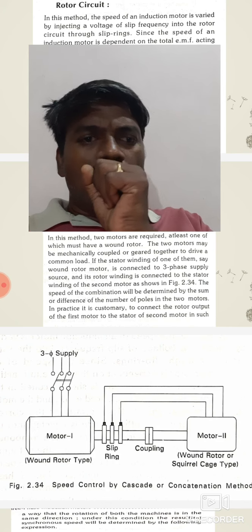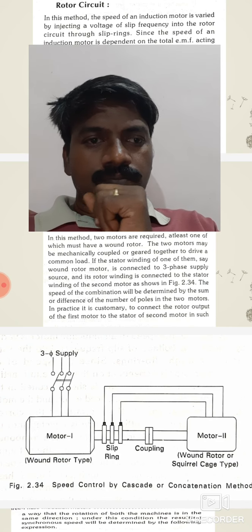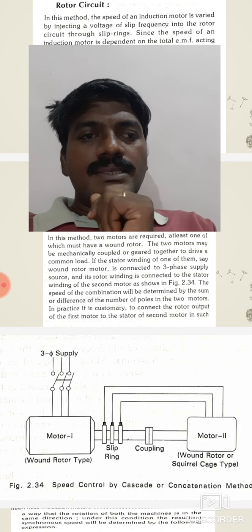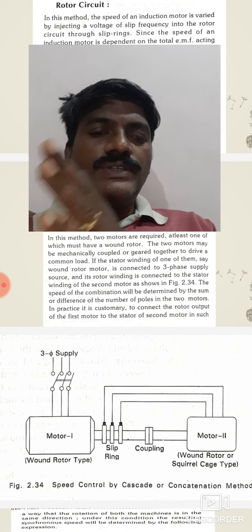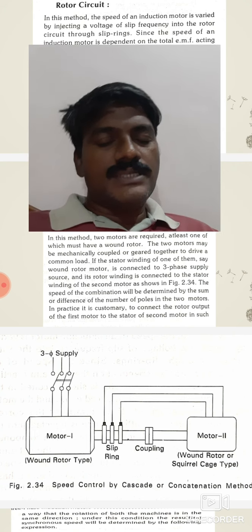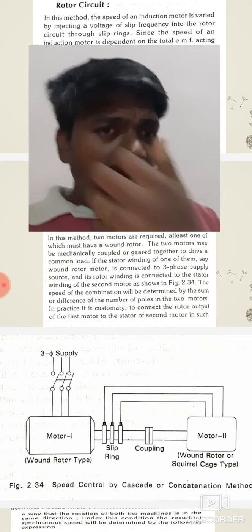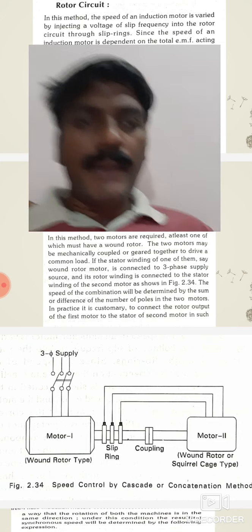The speed of the combination will be determined by the sum or difference of the numbers of poles. Suppose one is an 8-pole machine and the other is a 6-pole machine, then 8 plus 6 or 8 minus 6 determines the speed of the combined load.